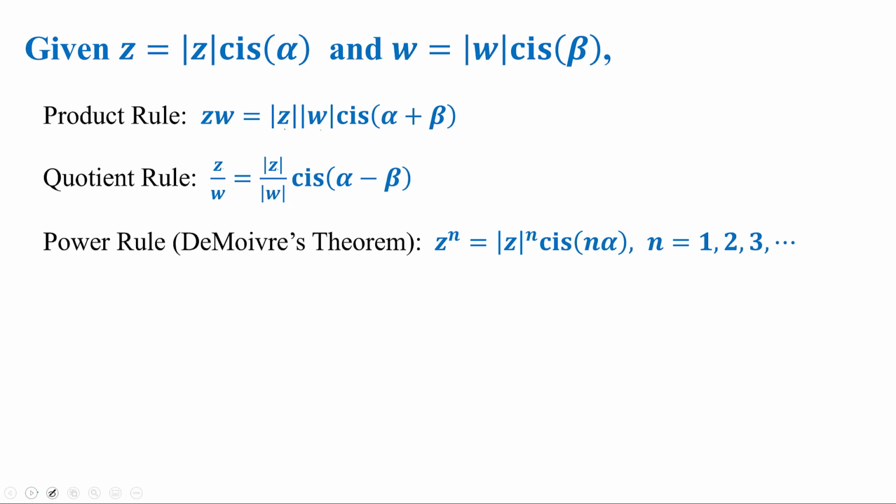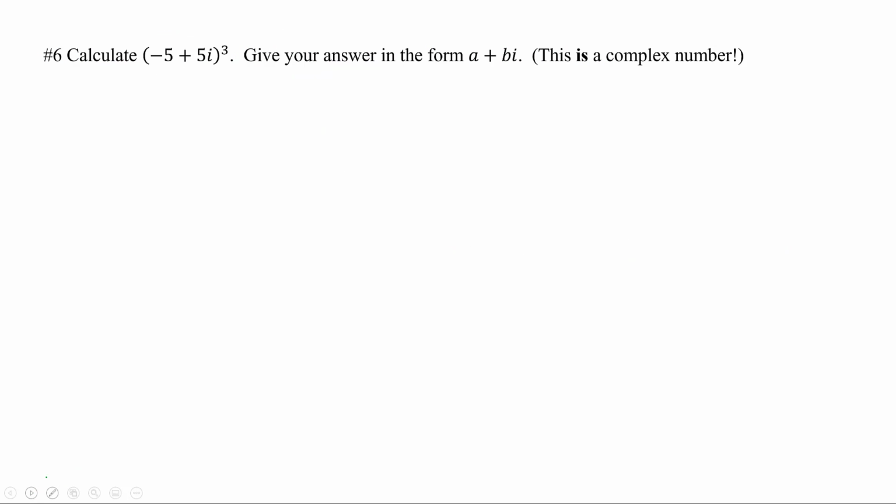Then we have the power rule, also referred to as de Moivre's theorem, which is z to the power n is equal to the modulus of z raised to the power n, cis n times alpha, where n is an integer. If you wanted to go to the 90th power, you could go there. Let's calculate a power here.